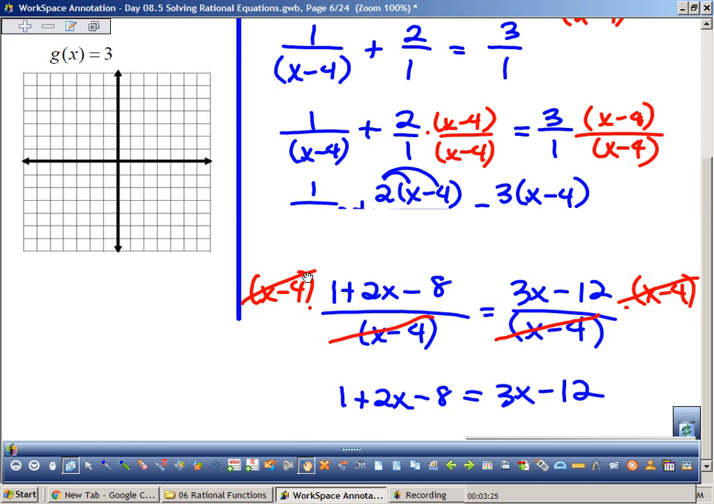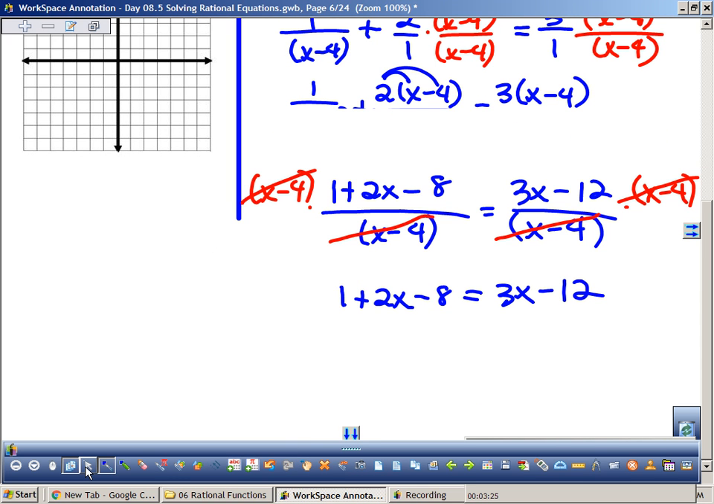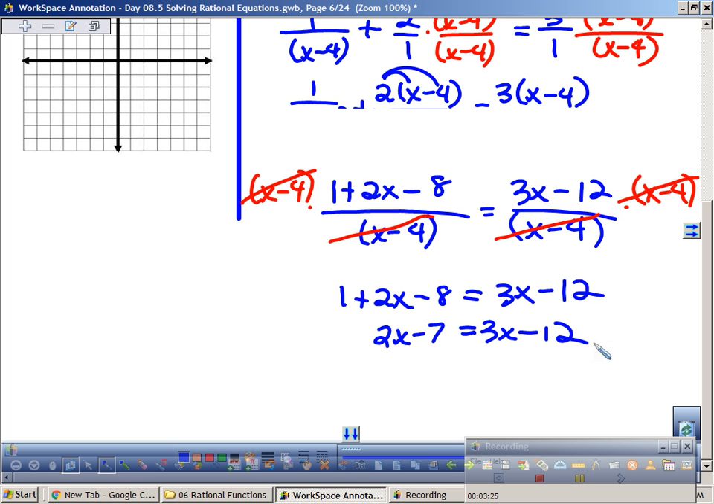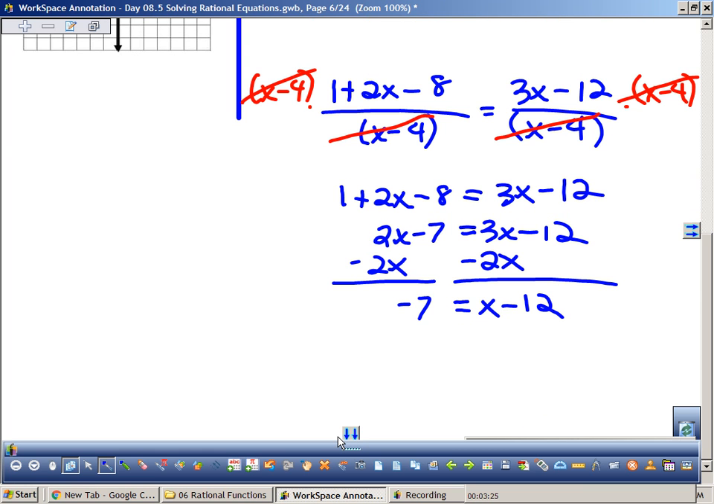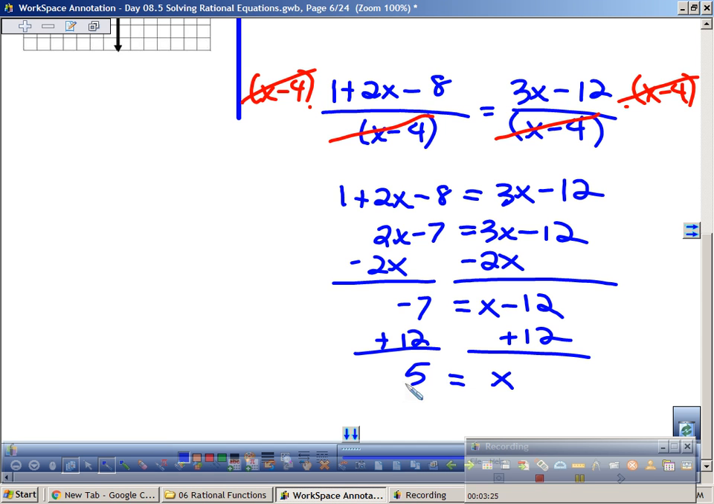So now this is a real easy Algebra 1 problem, right? I've got a 1 and a negative 8 makes negative 7. 2x minus 7 equals 3x minus 12. I want to move the 2x, which gives me negative 7 equals x minus 12. Then add my 12. I wish I had made it prettier, but I'm going fast because you guys all know this math. x equals 5. Okay. What does this mean? What does x equal 5 mean?